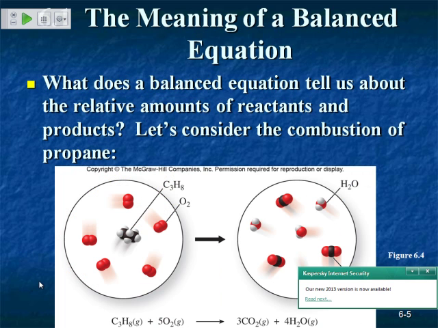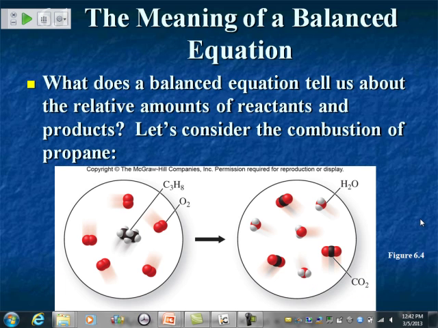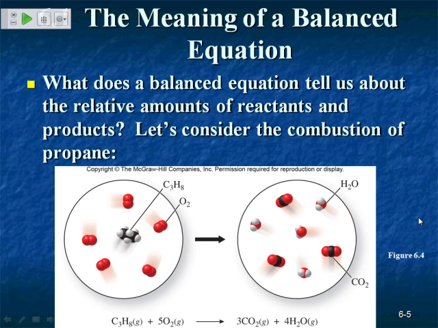Anyway, in a balanced equation, we know that we use coefficients to specify the amount or the proportion of the reactants that react and the proportion of the products that will form. Let us look at the combustion of propane. Propane is also a fuel. Propane is the gas you use in your grills. The propane tanks you buy have propane gas.